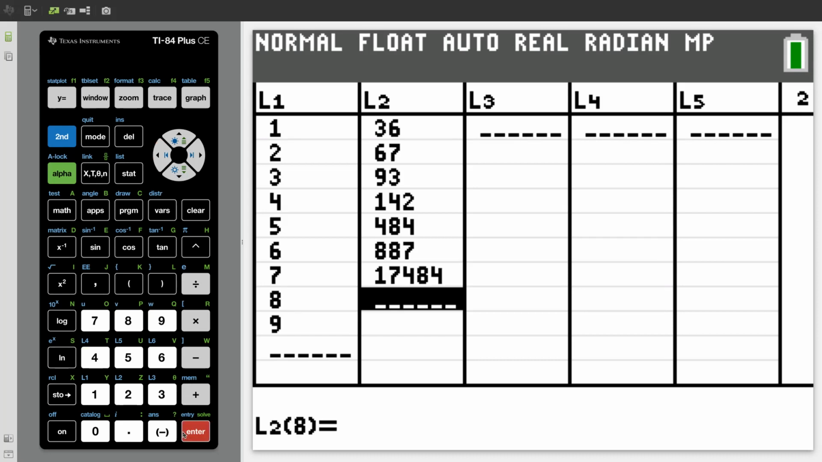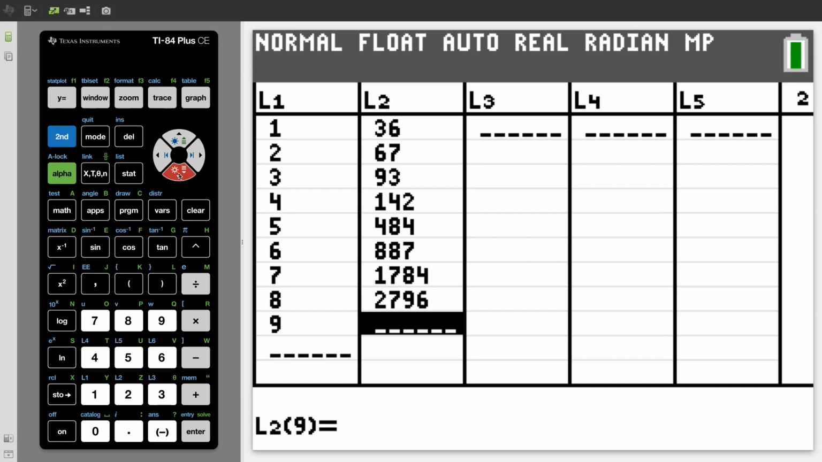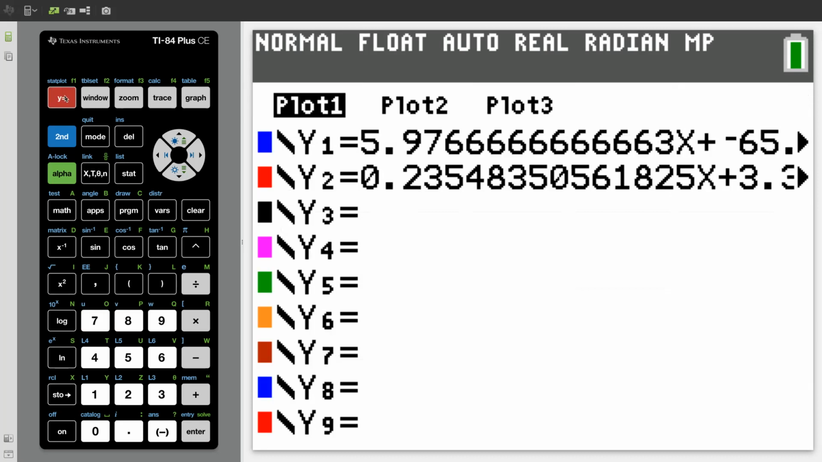And then number 8 would be Neptune, which is 2796. That's the wrong number. Oh, did I type it? Yeah, I'll go back and fix it. Thank you. I've got to delete that 4, don't I? Yeah. So it's 1784. Yep. Okay. And then number 9 is 3707.